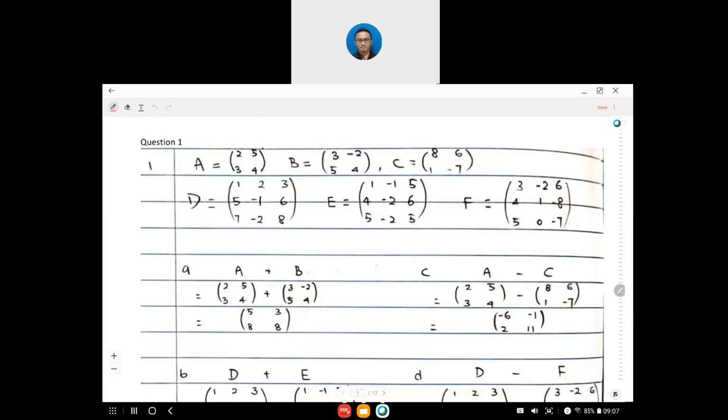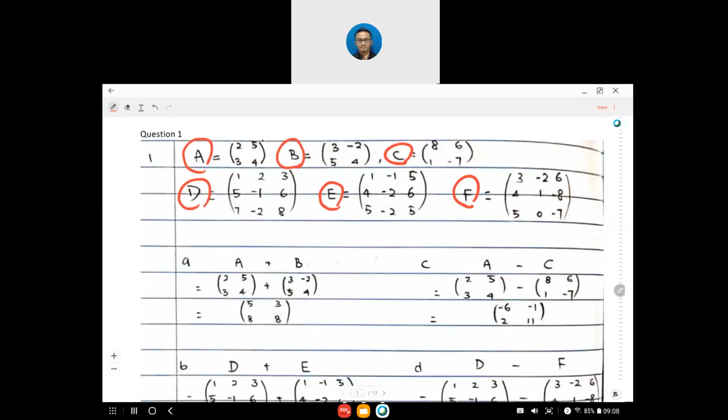Okay, let's discuss question 1 on chapter 1. Consider the following matrices: matrix A, matrix B, matrix C, matrix D, matrix E, and matrix F. You want to find the following operations if possible. Remember, the words "if possible" mean that not all operations will give you a solution.